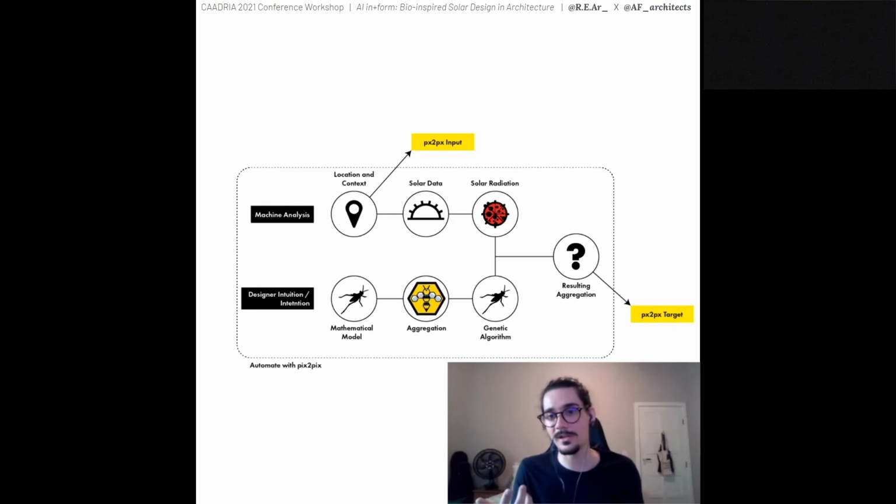So what we're thinking about is how can we use Pix2Pix to automate this process, to take this huge analysis and compress it into an algorithm that can run almost instantaneously. To do that, we would take our location and context to produce an image, and take our final resulting aggregation to produce an image, and train them together in Pix2Pix and see what comes out of it. Then do that to automate this process. So what we're doing is the automation of design, automation of analysis, and automation of the final optimization of the design.